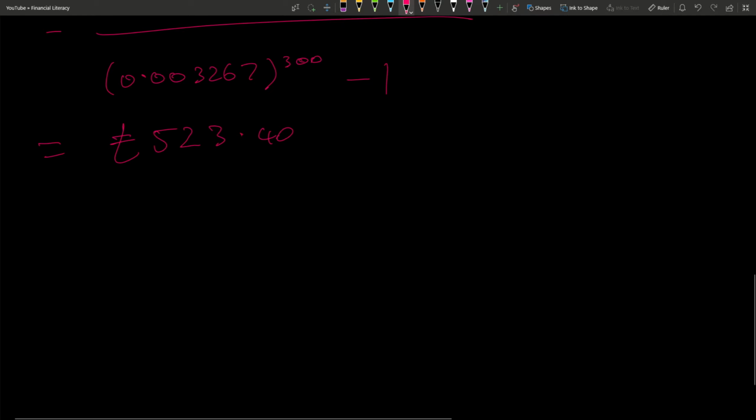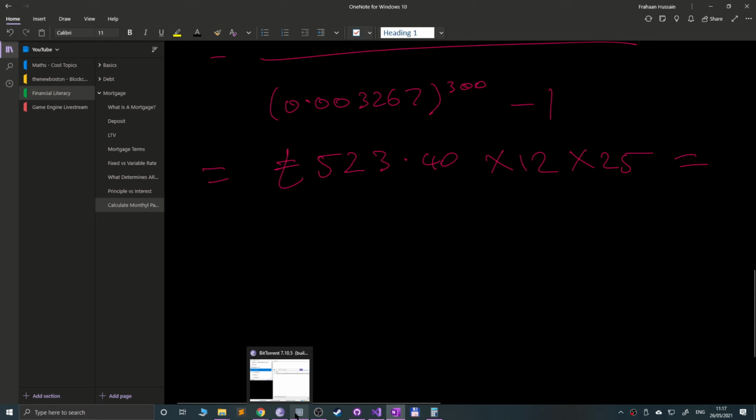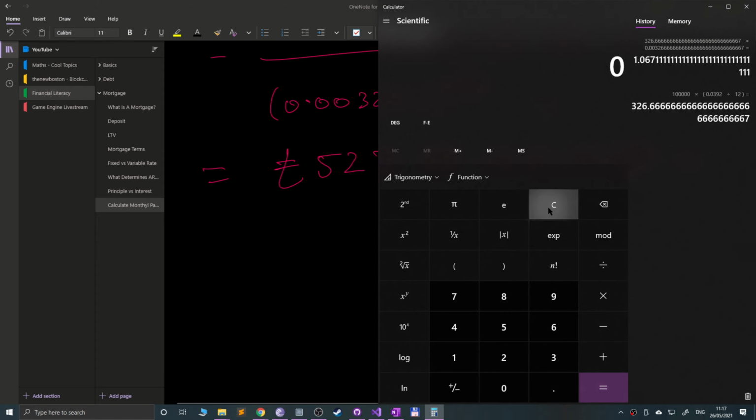And if you've just got this figure, you can just times this by 12 to get years. So if we times it by 12, we get years. If we times by 25, we'll get the full mortgage term, and we'll see how much it's actually going to cost us. So what we'll do, we'll just put this rounded figure in. That should be all right. After me saying, if you want precision, use the non-rounded one. 523.40, doesn't matter. Times by 12, so that's yearly.